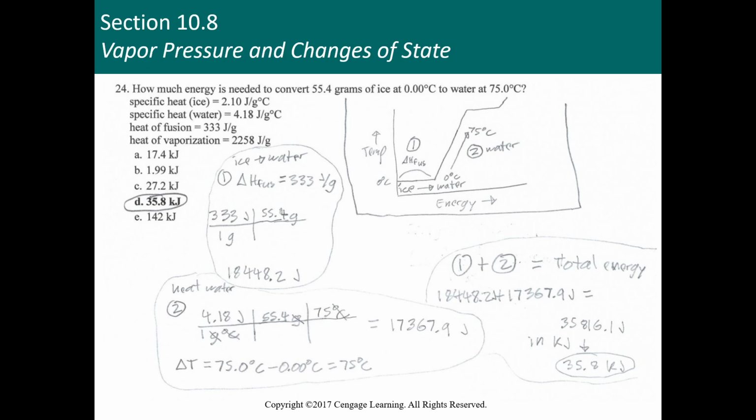1 degree Celsius. So what we're going to do next is we have a specific heat right here for water. We only need the one for water because we are heating water at this point. You can't heat ice up to 75 degrees Celsius. It will turn into water, liquid water.